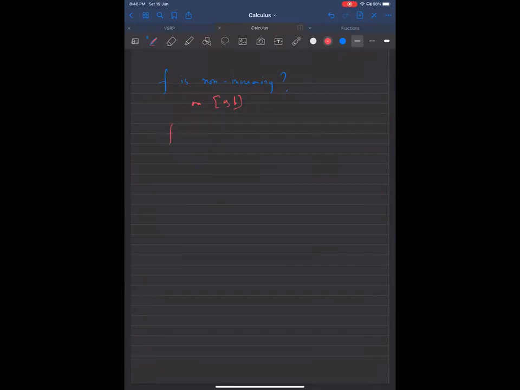Okay, so the function is constant, or if there are two points x and y in the interval (a, b) so that x is less than y, then f(y) is less than or equal to f(x). Okay, so f(x) is greater than f(y). That's what you're saying, right? Is it correct? There should be an equality sign also. So it's greater than or equal.